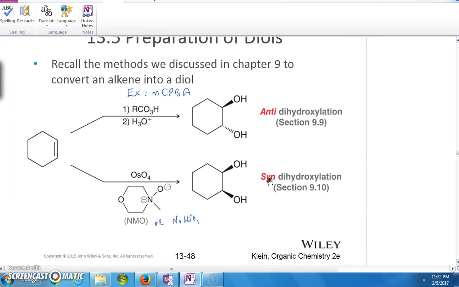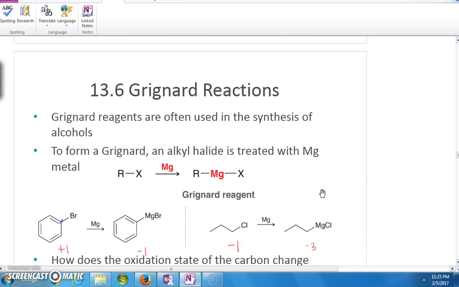Now, recall that we looked at the preparation of diols in chapter 9, beginning with an alkene. With the alkene, we use MCPBA, a peracid, followed by acid hydrolysis, and you get the anti-dihydroxylation. But if you use osmium tetroxide followed by NMO or sodium hydrogen sulfite in water, you get the syn dihydroxylation, the syn 1,2 diol. So these are things you should be well aware of now.